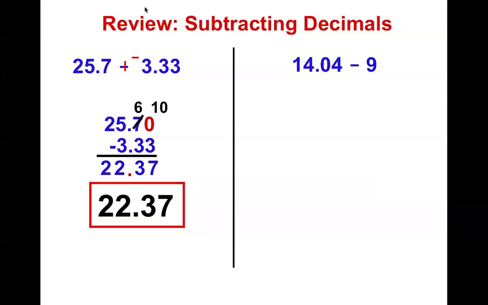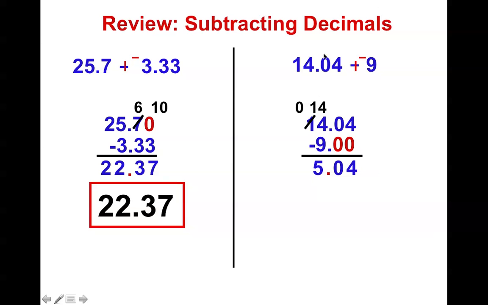In this problem, 14.04 minus 9, notice we add, and then the opposite of positive 9 is negative 9. They're different, we subtract them. Make sure the decimals are lined up, and we get our answers. Since the larger number was positive, the answer is positive.